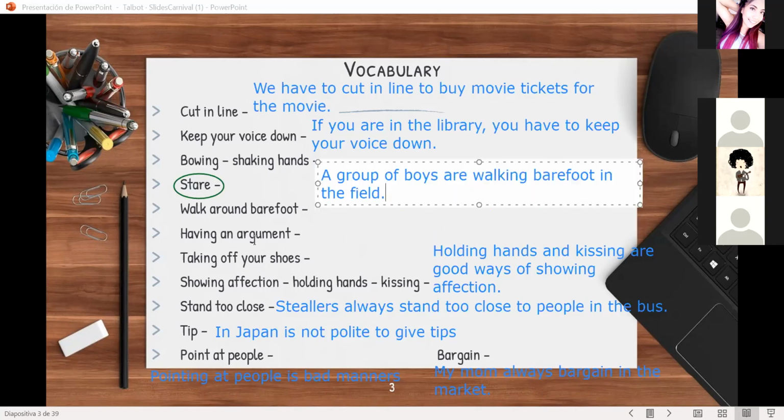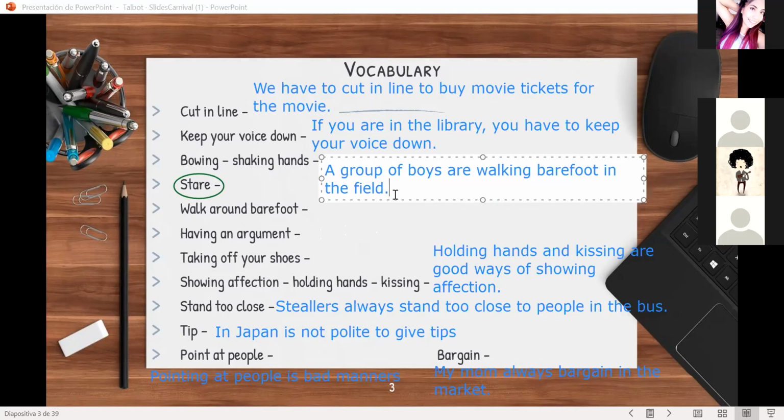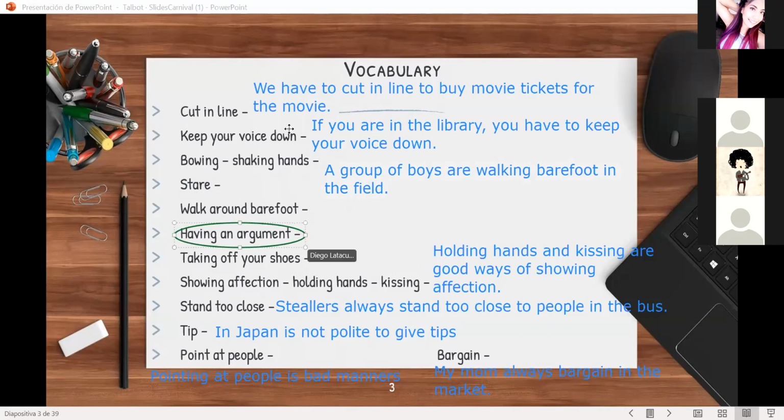So let's see with having an argument. Having an argument. You know, having like a discussion, a verbal fight. Who wants to participate with that example? Having an argument. Yo la ayudo, teacher. Okay, please help me, Grace.